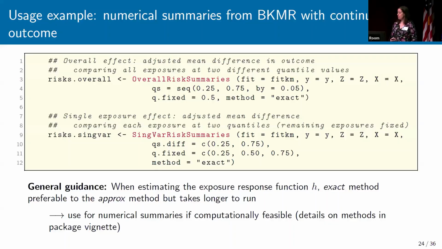So I talked about there's these different methods of getting out these numerical summaries given your model fit. I think the default setting is to use the approx method, which is just the fastest. And so our general guidance is that when estimating the exposure response function H, the exact method is preferable, but it does take longer to run depending on the size of your data set. So I'd suggest that if it's computationally feasible, you would use the exact method for generating these numerical summaries. And there's more details on the differences between them in the vignette.